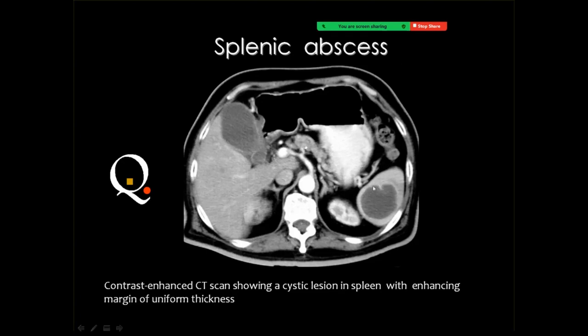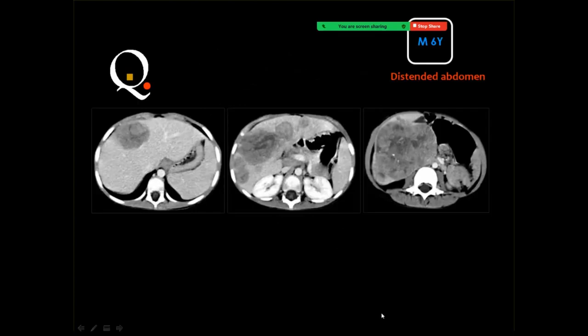There is marginal enhancement of regular thickness and some, let us say, edematous changes in the splenic tissue around the abscess. And if it contains gas, of course, this will support very much the diagnosis. Next case is a male child with distended abdomen.